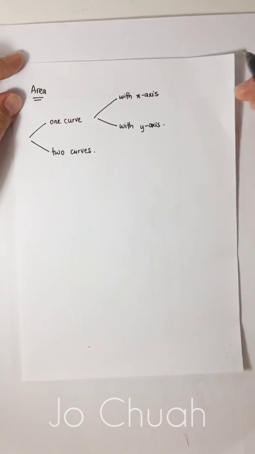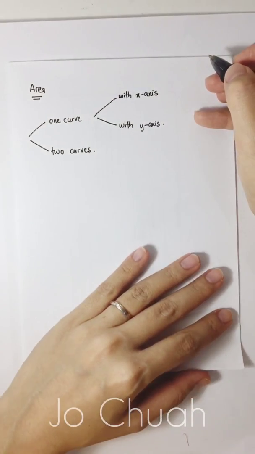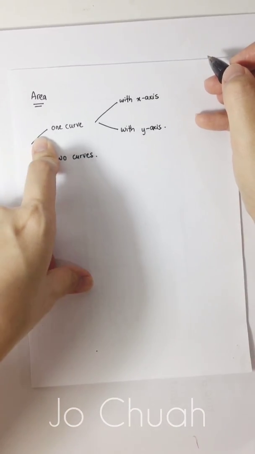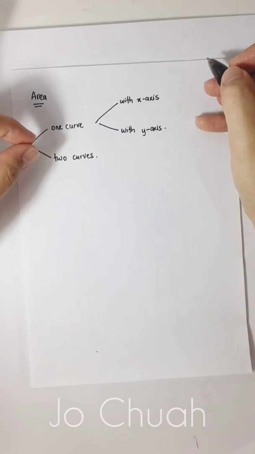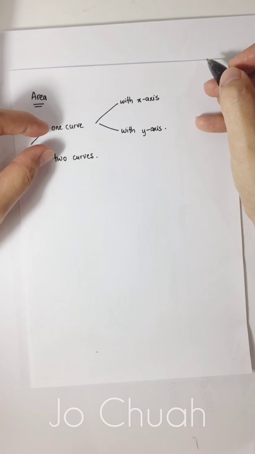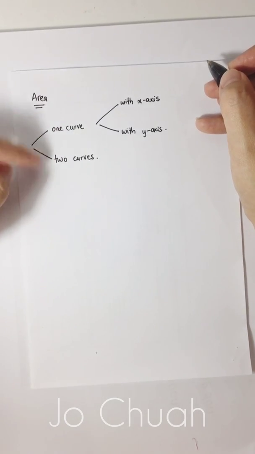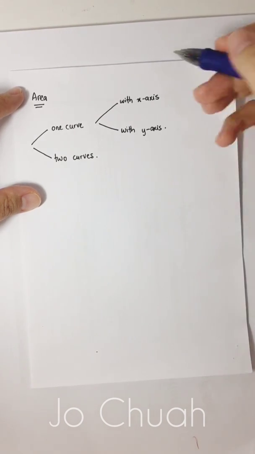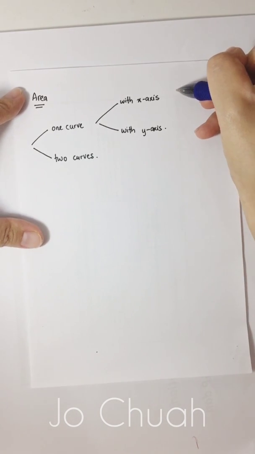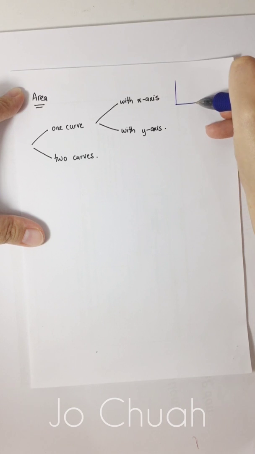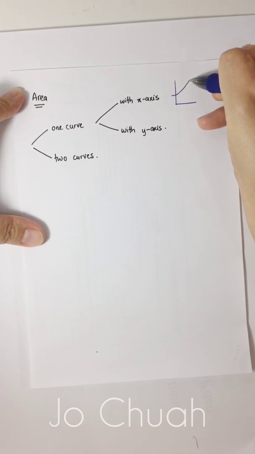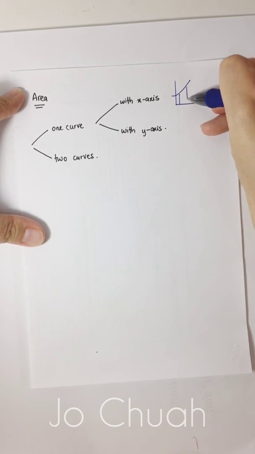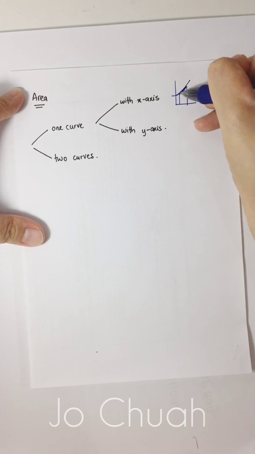Hi everyone. So what we're going to talk about today is area using integration. We have two cases where there's only one curve or two curves. If you have only one curve, usually we'll talk about one curve with the x-axis. So it's usually like this. Let's say you have a curve, and then you're going to talk about between the curve and x-axis, which is here.